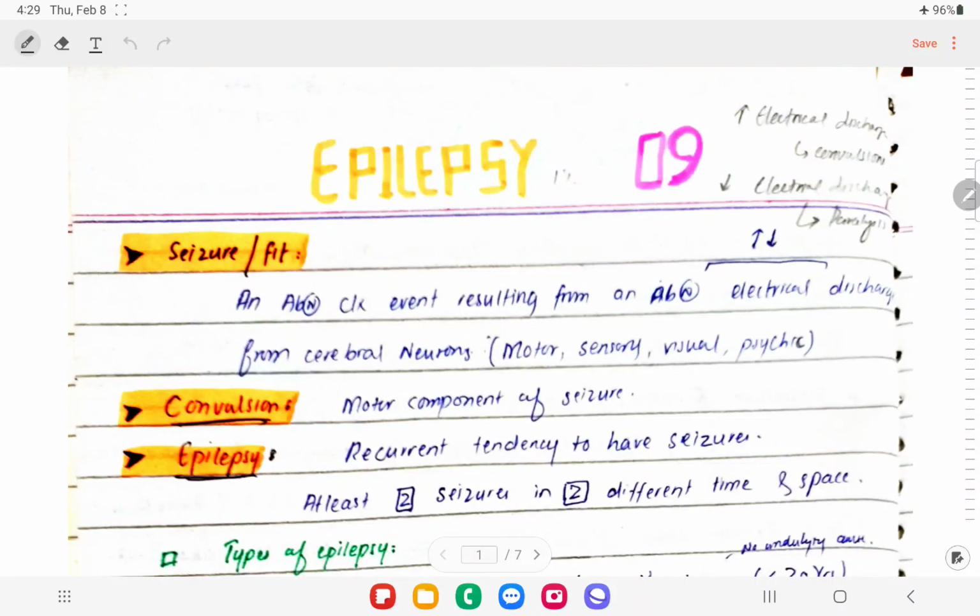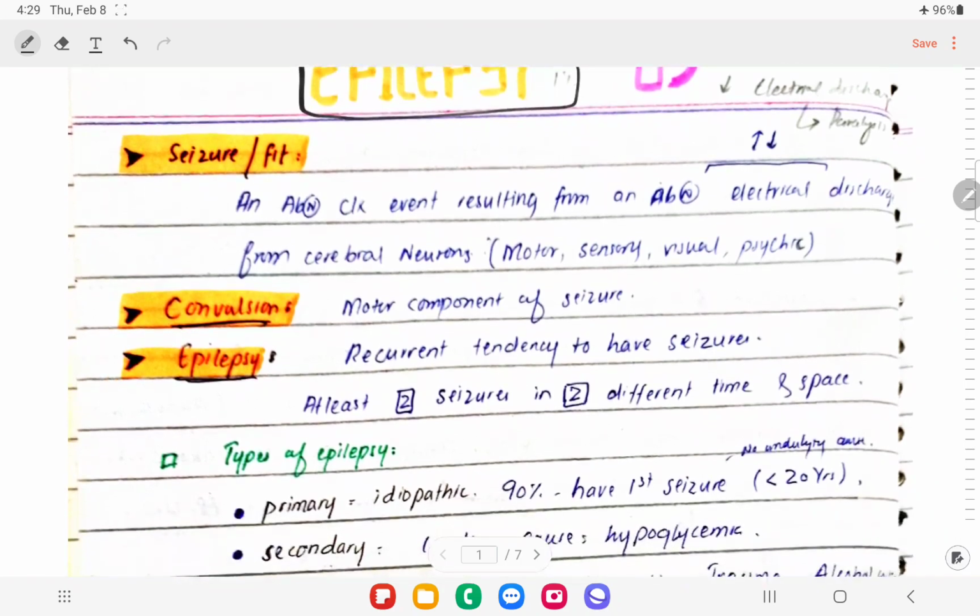Bismillahirrahmanirrahim. So our next topic after GBS, after neuropathies, is epilepsy. So let's talk about epilepsy. Epilepsy is basically a recurrent tendency to have seizures, right? So a recurrent tendency to have seizures is called epilepsy. There should be at least two seizures at two different times and places, right?